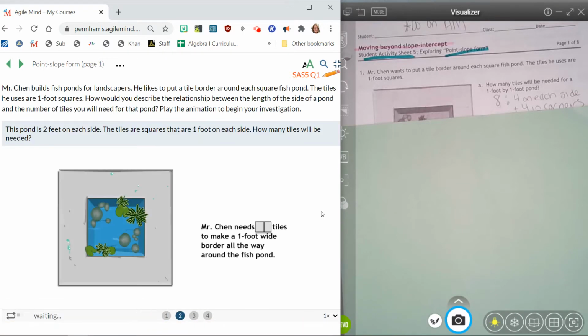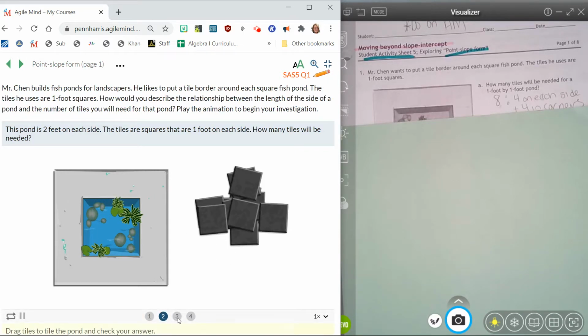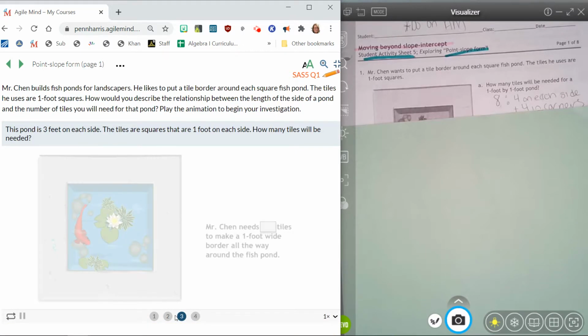Okay, but if we had a little bit bigger of a pond, how many would we need? Well, this time it looks like I'd still need my 4 corners. And this time the pond is 2 feet on each side. So I'd need 1, 2 tiles, 3, 4 tiles, 5, 6 tiles, 7, 8 tiles, plus the 4 corners would make it 12. And I'm not going to do the tiles this time. We're just going to go on to the third one.